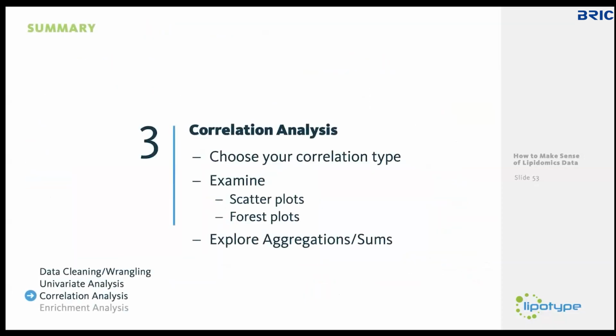Good. So for correlation analysis, you choose the correlation type that you're interested in and examine the correlation coefficients, the p-values, but also scatter plots, forest plots, and then more general sums that you can do. And finally, if you have done that and haven't found something specific, there's also another method you can apply after you have done your analysis, which is called enrichment analysis.